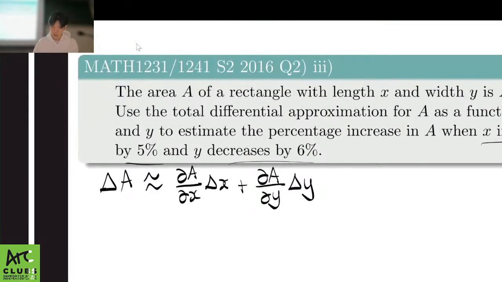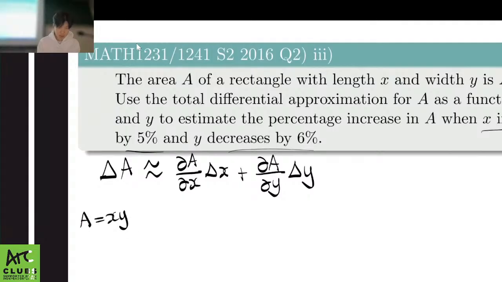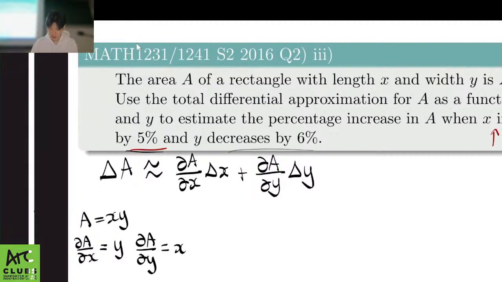So what we have to do is find what each of them are. I know A is equal to xy. That means for the partial with respect to x we keep y constant, so we're just going to get y. And partial A with respect to y, we keep x constant, so we get x. We're given that x increases by 5%, so the change in x is going to be positive 0.05x. Now if y decreases by 6%, that means the change in y is going to be -0.06y.